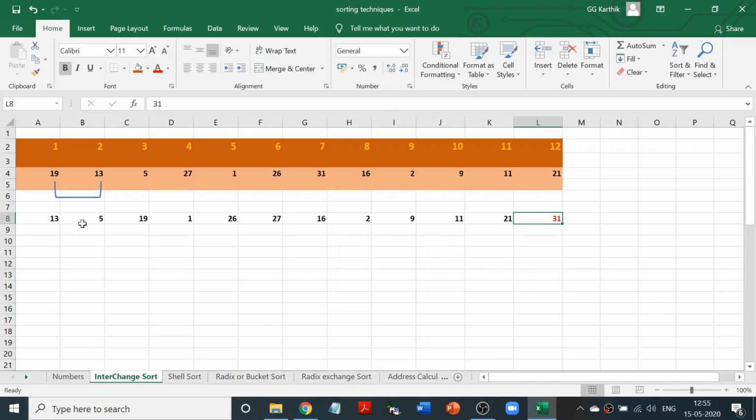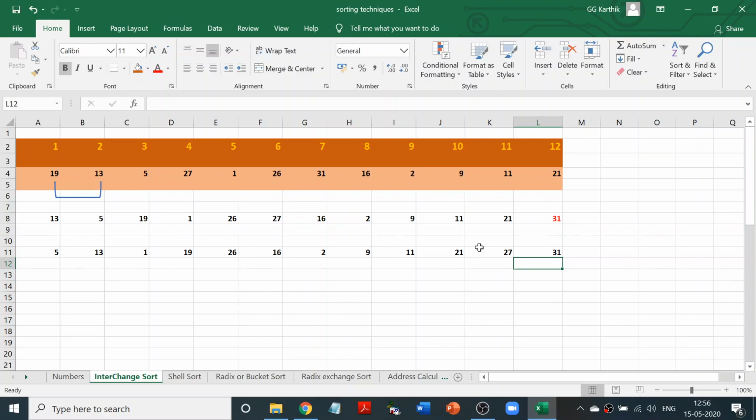Let me do one more iteration. 13 and 5, so it's going to be 5, 13. 13 and 19, it is 13 and 19. 19 and 1, it is 1, 19. 19 and 26, it is 19 and 26. 26 and 27, it is 26, 27. 16 and 27, so 16, 27. 27 and 2, 2, 27. Hope you understand. 27 and 9, 9, 27. 27 and 11, 11, 27. 27 and 21, 21 and 27. 27 and 31, it is 27 and 31. We are done with the second iteration.